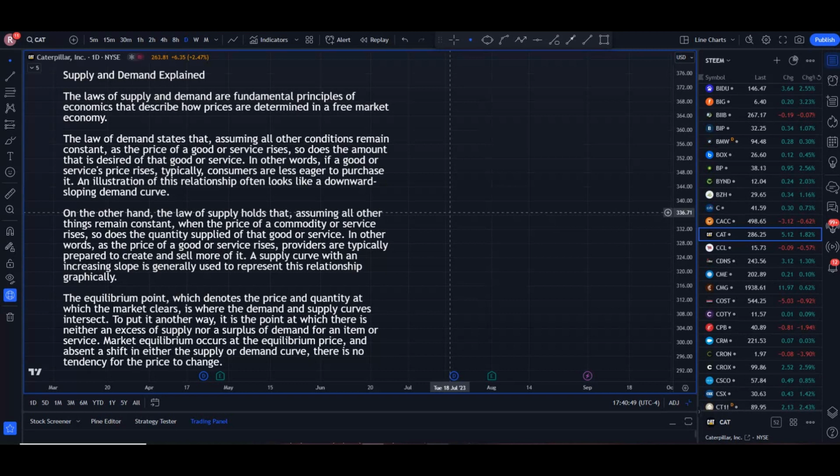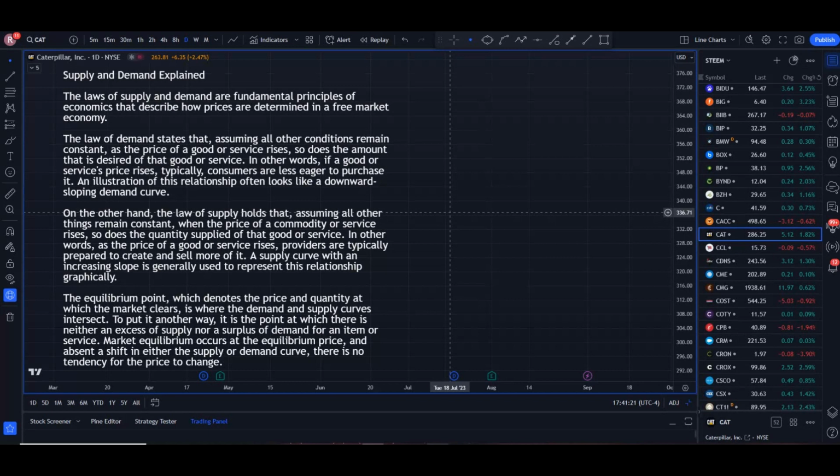So let's take the first law. That's the law of demand. And it states that assuming all other conditions remain constant, as the price of a good or service rises, so does the amount that is desired of that good or service. In other words, if a good or service price rises, typically consumers are less eager to purchase it.